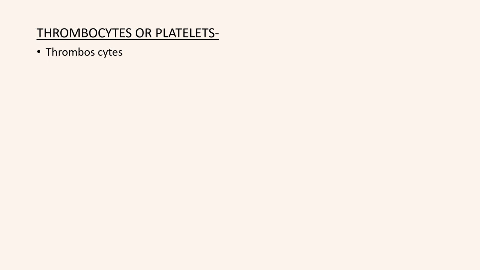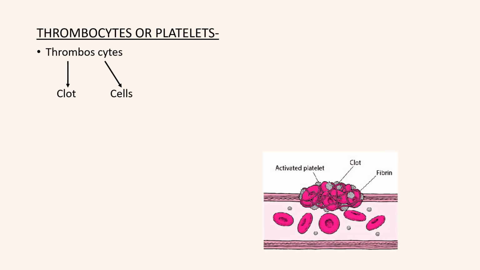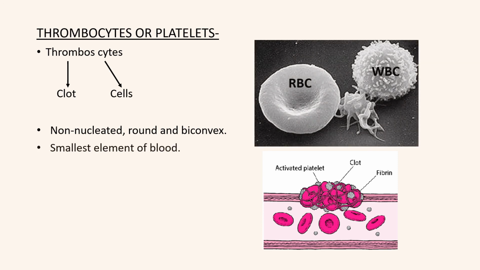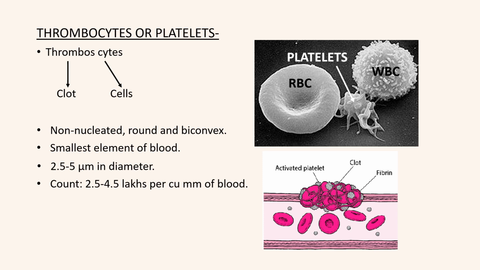Thrombocytes, or platelets. Thrombos means clot, and cytes means cells. These cells help in clotting blood at the site of injury to prevent blood loss, thus the name. These cells are non-nucleated, round, and biconvex. Thrombocytes are the smallest element of blood. Its size is about 2.5 to 5 micrometer in diameter. Normal platelet count in blood is 2.5 to 4.5 lakh per cubic millimeter of blood.